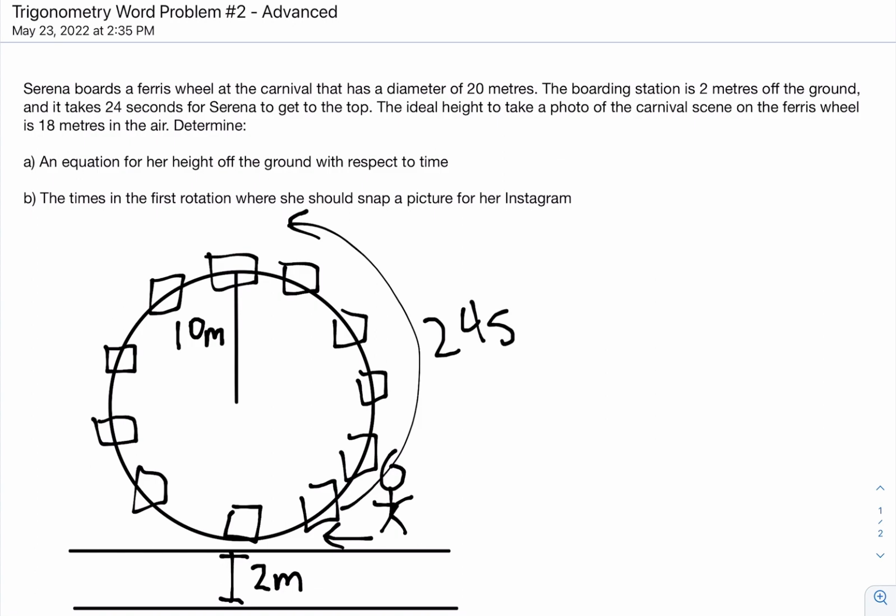The ideal height to take a photo of the carnival scene on the Ferris wheel is 18 meters in the air. That doesn't seem to hold a ton of significance for an actual equation that we can develop, but let's leave it for right now. So we're trying to determine an equation for her height off the ground with respect to time, and also determine the times in the first rotation when she should snap a picture for her Instagram. So that's what this last sentence was talking about. At 18 meters off the ground, somewhere about there, how long does it take for her to get there?